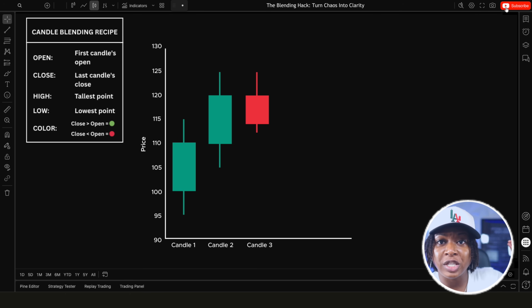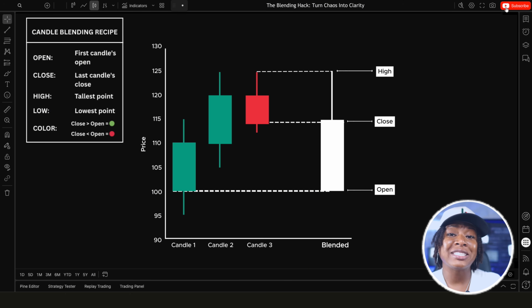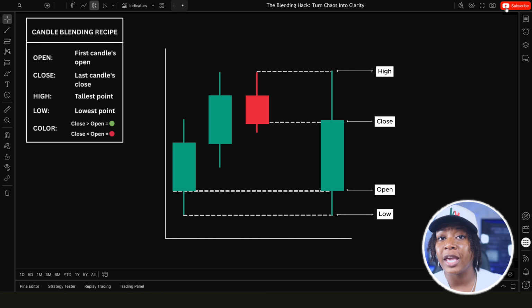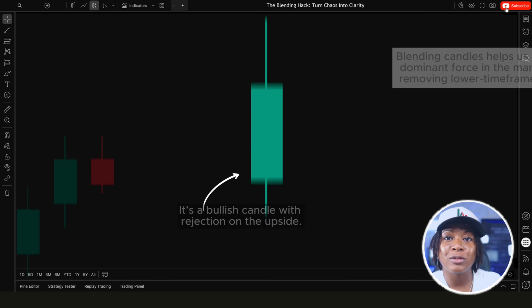Follow the formula that we just did above. We have our open price, which is going to be 100 from the first candle. Our close price is going to be 114 from candle 3. The high is going to be 125. That's the highest point from all three candles. And the low is going to be 95. That's the lowest point from all three candles. Now the color. Since the close, which was 114, is higher than the open, 100, that blended candle is going to be green. So what do you get? You get one powerful candle with an open of 100, a close of 114, a high of 125, and a low of 95. So that's your story boiled down to its essence.